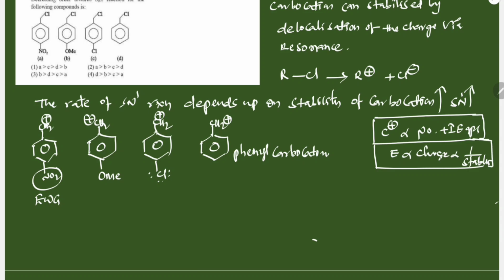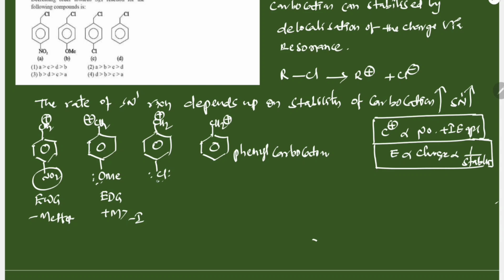Now NO2 is an electron withdrawing group. Electron withdrawing means a minus M effect, a strong minus M effect. Now OMe, oxygen is a more electronegative element, and oxygen has a lone pair of electrons. It is an electron donating group, meaning it works as a plus M effect. Oxygen also acts as minus I, but the plus M effect dominates the minus I.